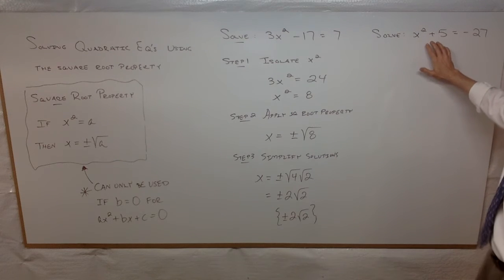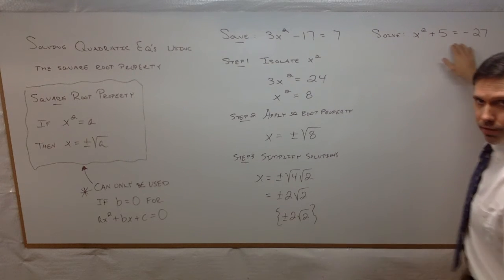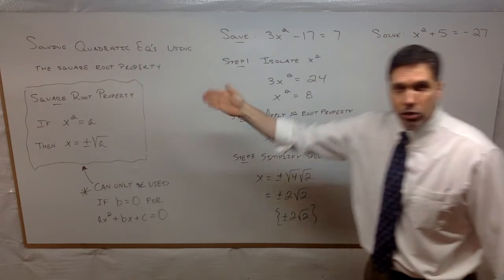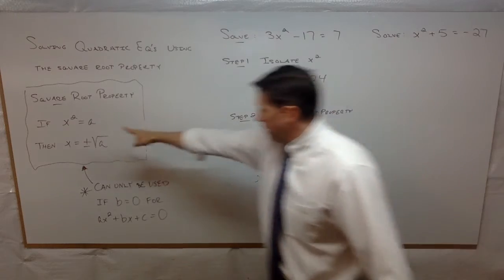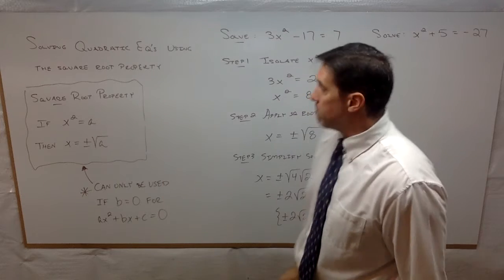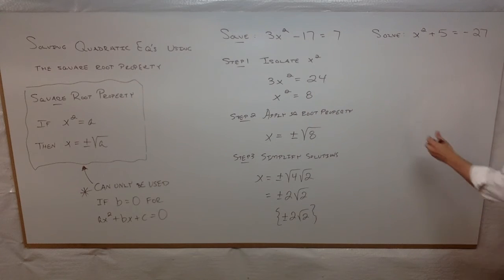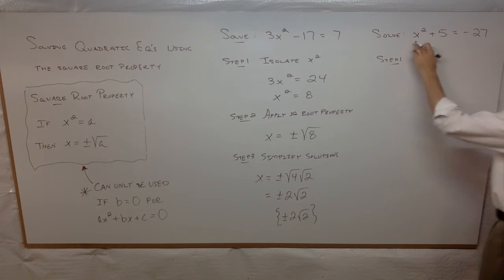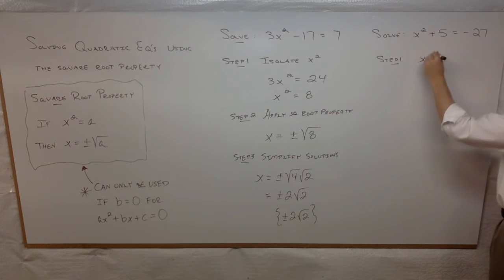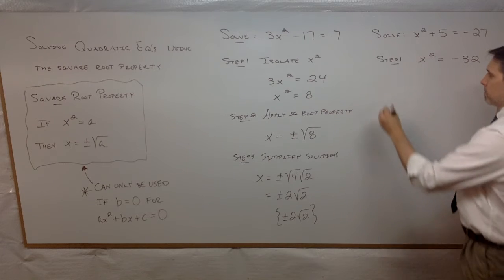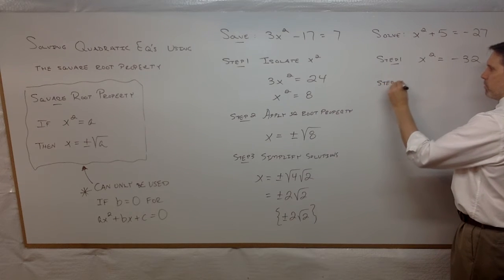All right, next thing I notice, I am missing my linear term. There is no x to the first to be found in this equation. So that's good news. I'm going to use the square root property, which means I got to get it looking like this. It's got to be x to the second equals a number. No exceptions. So I'm going to subtract 5. In other words, I'm going to isolate my x squared, and this was just one step and done. So I get x squared equals negative 32.